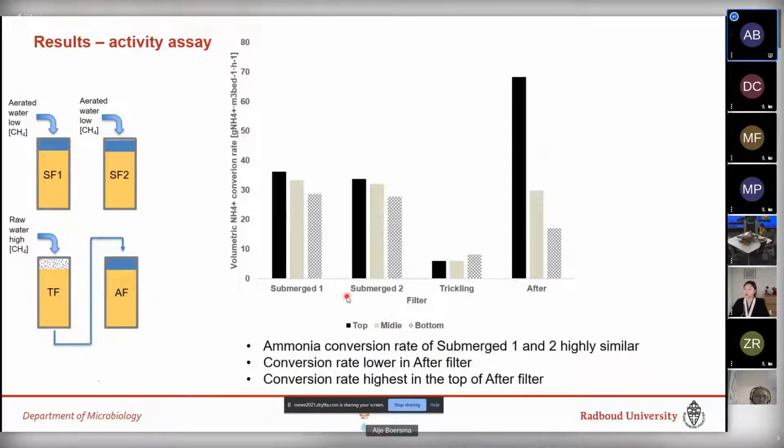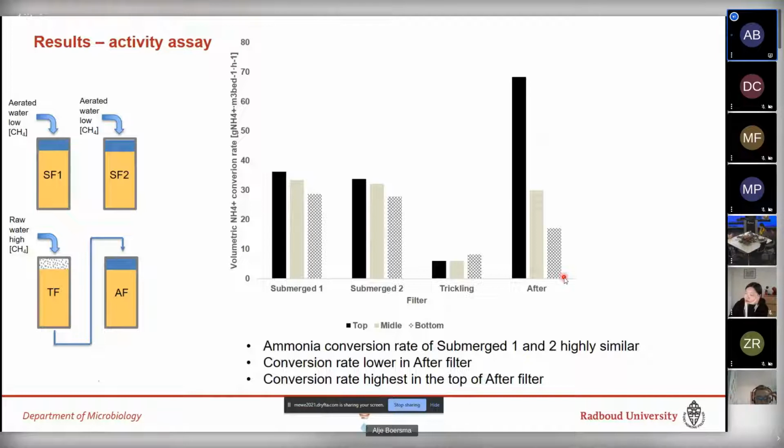Then we performed activity assays. So we have the submerged filter 1 and 2, the trickling filter, and this is the submerged filter that comes after the trickling filter, which were incubations spiked with ammonium, where we then measured the ammonium conversion rate for the top, the middle, and the bottom sample point. And you can see that the two submerged filters both show conversion of ammonium and are very similar to each other. The trickling filter, which receives water that is very high in methane, shows very little ammonium conversion. However, the submerged filter after the trickling filter shows at the top the highest ammonium conversion that we see in all the incubations we did.